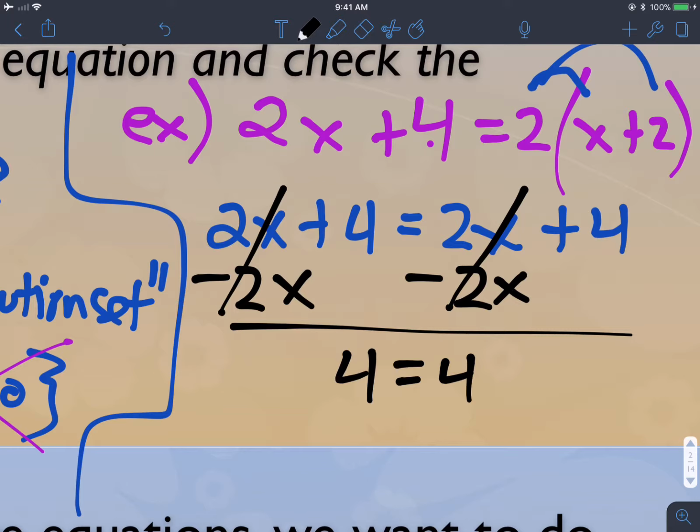Now ask yourself, is that a true statement? Is 4 equal to 4? The answer is yes. And so this is an example of all real numbers.